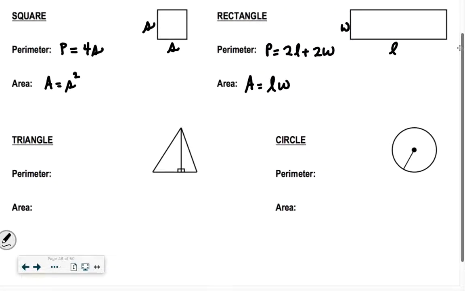So a triangle, it just depends on what side you have. You can have side 1 plus side 2 plus side 3. If this whole thing was side 1, side 2, side 3, that would be the perimeter. So there's no fancy formula for that. But the area does have a fancy formula.